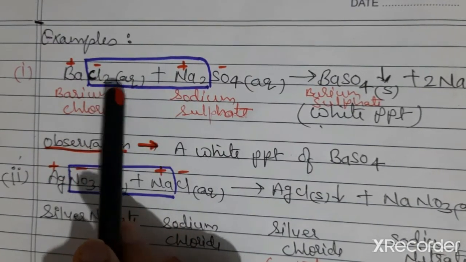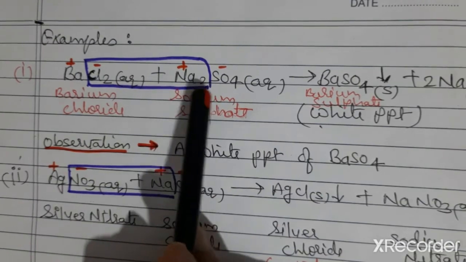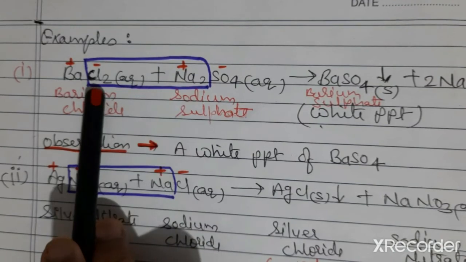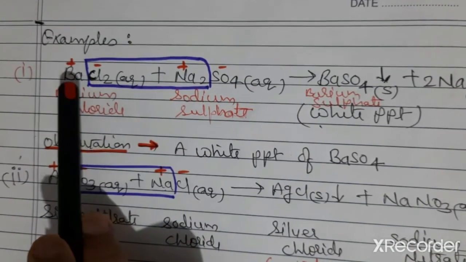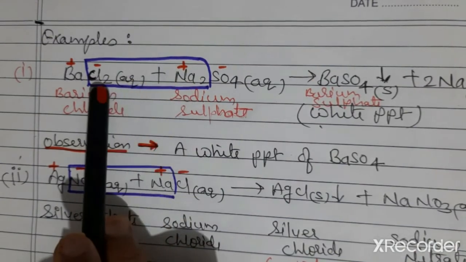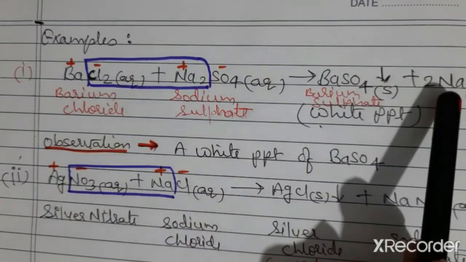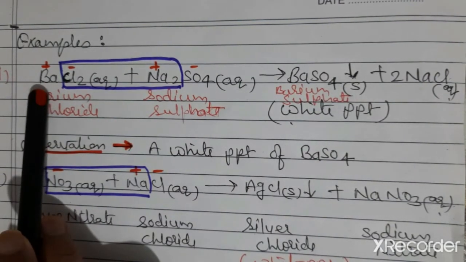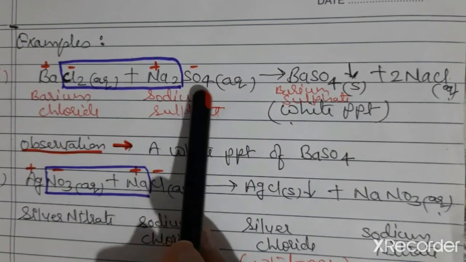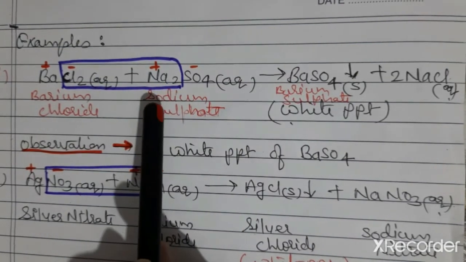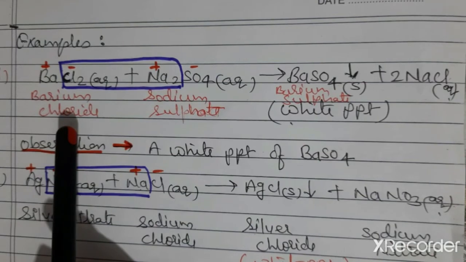What is happening? The positive part of sodium sulfate, that is sodium, which is a cation, combines with the anion of barium chloride, that is Cl minus, to form sodium chloride, NaCl. So this is formed here, NaCl. And barium, which is positively charged, combines with sulfate, forming barium sulfate. So what is happening? Exchanging of their ions.